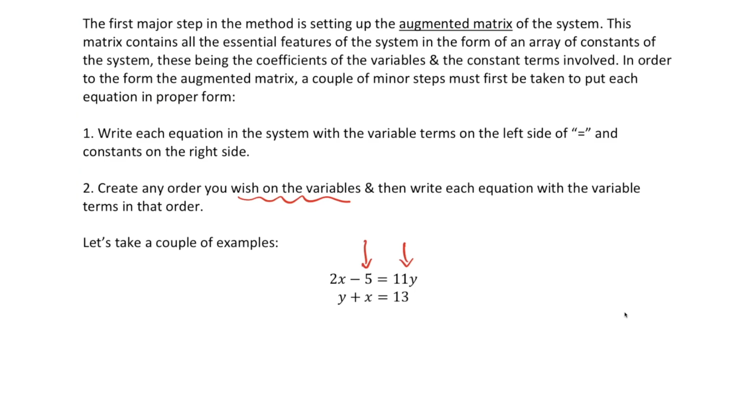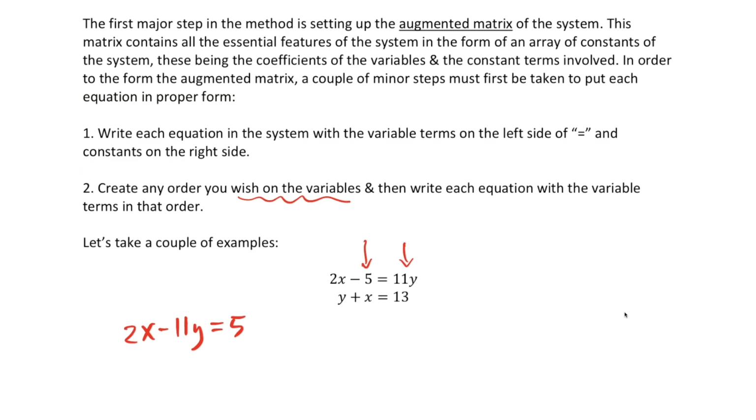I'll imagine adding 5 on each side of that equation. Simultaneously, I'll subtract 11y on each side, and we will get 2x minus 11y is equal to 5. That's for the first equation. We just rewrote it here.